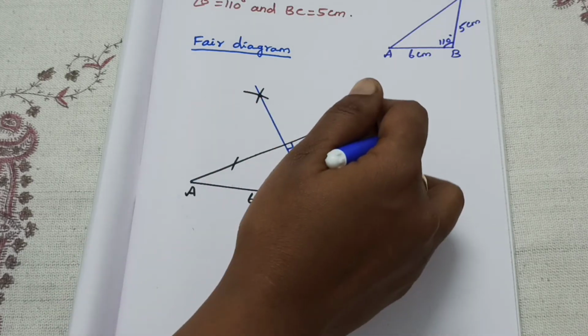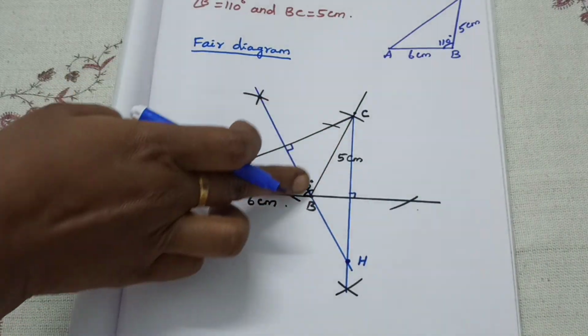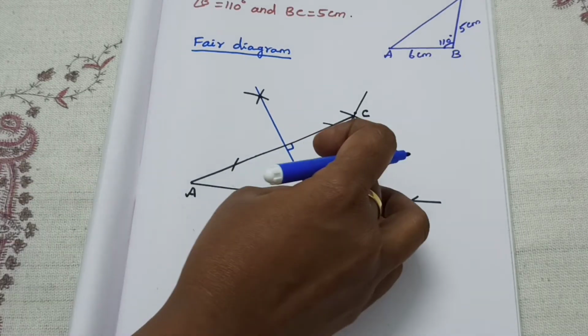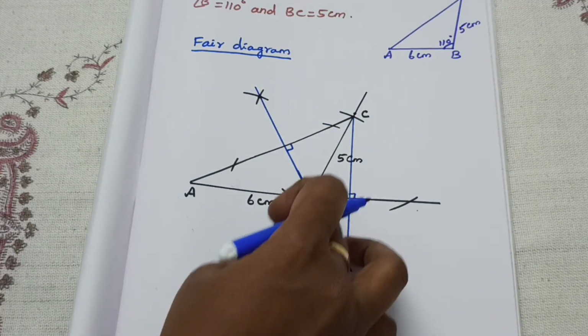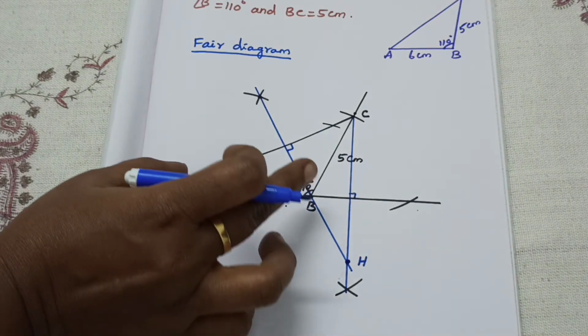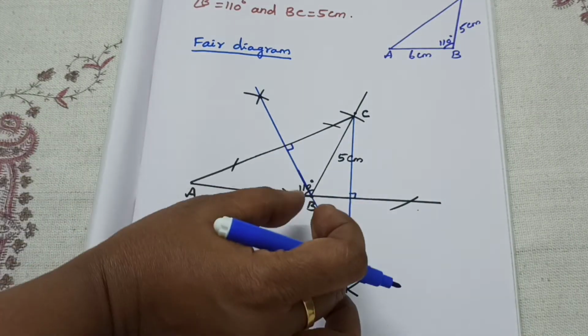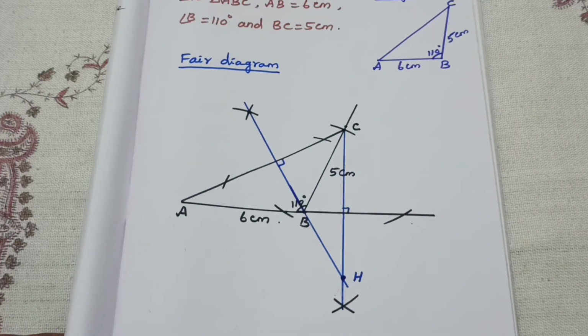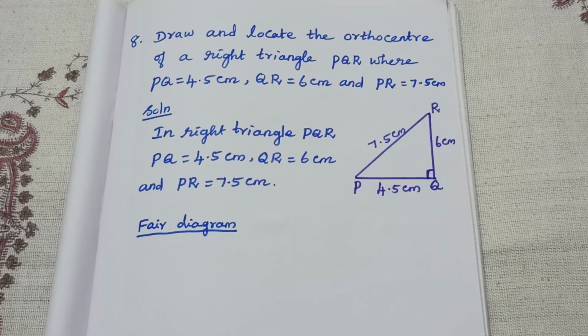A vertex means the opposite side is BC, isn't it? Then here we cannot draw the arc, isn't it? So we have to extend this line BC, and then you draw two arcs. Then afterwards one more also we can find. Have you understood? Any doubt there?